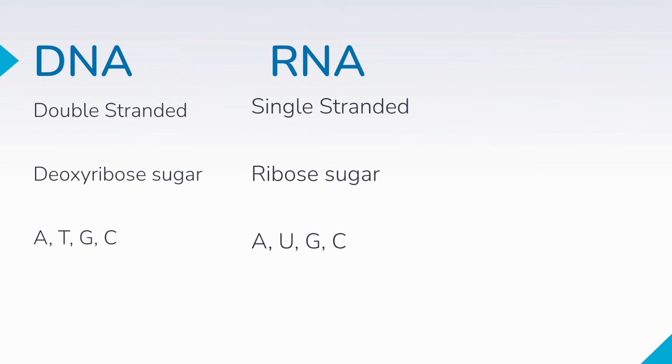So some differences to remember between DNA and RNA. DNA is double-stranded, RNA is single-stranded. DNA has a deoxyribose sugar, that's where its name comes from, deoxyribonucleic acid, whereas RNA is made of a ribose sugar. And then DNA's bases are A's, T's, G's, and C's, where RNA has a U instead of a T. So if you're creating an RNA strand based off DNA, remember to replace wherever a T would go with a U. Let's do a little practice.